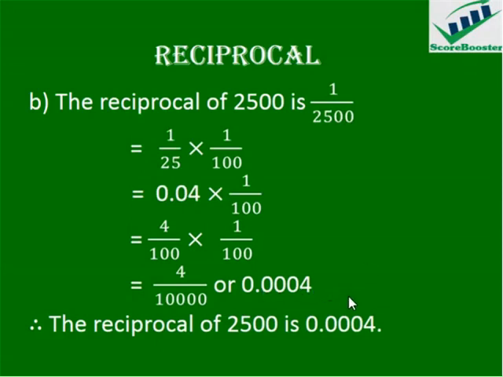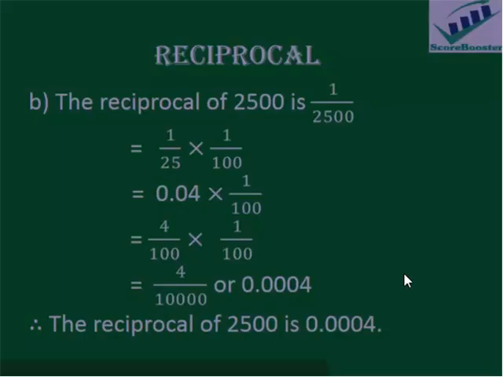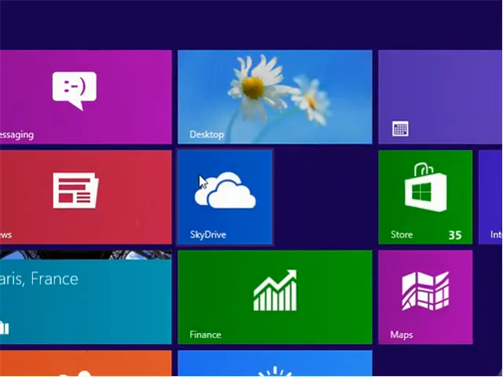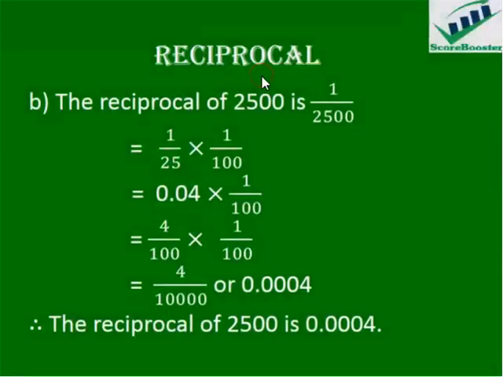4 multiplied by 1 over 10 raised to the power 4. That is 4 multiplied by 1 over 10 multiplied by 10 multiplied by 10 multiplied by 10, which will give 10,000, and you have your 4. And you have your 4 over 10,000 back. So therefore, the reciprocal of 2500 is what? 0.0004. And that solves the question.